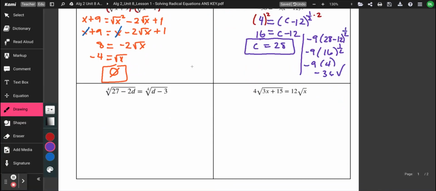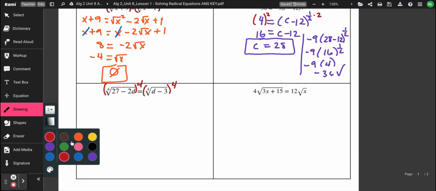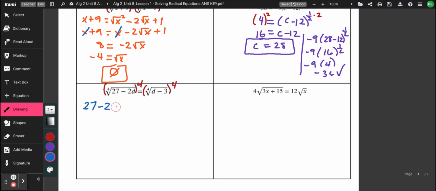Okay, down below we have the fourth root, and we have it on both sides. So we are going to go ahead and raise both of those to the fourth power. Which will essentially cancel out, because remember this is like 1/4. So 1/4 times 1 is going to equal 1, or 1/4 times 4 equals 1. So we're just left with what is inside the radical on both sides. Okay, so now we can add 2d to both sides, and we can add 3 to both sides, and we get that d equals 10.